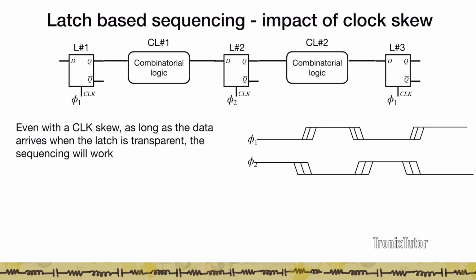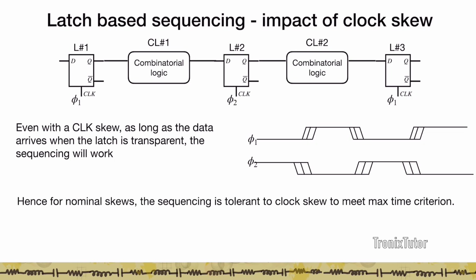Now, what is the impact of clock skew on the latch based sequencing? Because this latch is open during an entire clock being high, we don't have to worry about the accurate placement of the edge of the clocks, because we are utilizing the level of the latch for transmitting data. So this sequencing will work for a moderate skew in clock. And this is a very important advantage of latch-based sequencing: for nominal skews, this sequencing is tolerant to the clock skew. So we don't need to worry about clock skew. That's not going to impact the sequencing overhead when we're using latches.